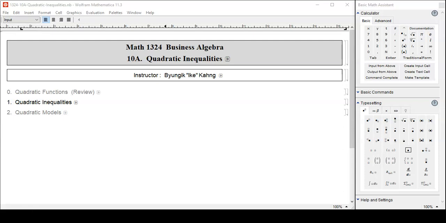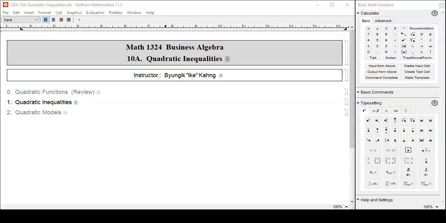Lesson 10 is a continuation of Lesson 9. We're going to continue upon quadratic functions, but we're going to focus upon applications, especially two types of applications. Lesson 10a, Quadratic Inequalities, which is rather pure math oriented, and Lesson 10b, Quadratic Models, and that's far more empirical.